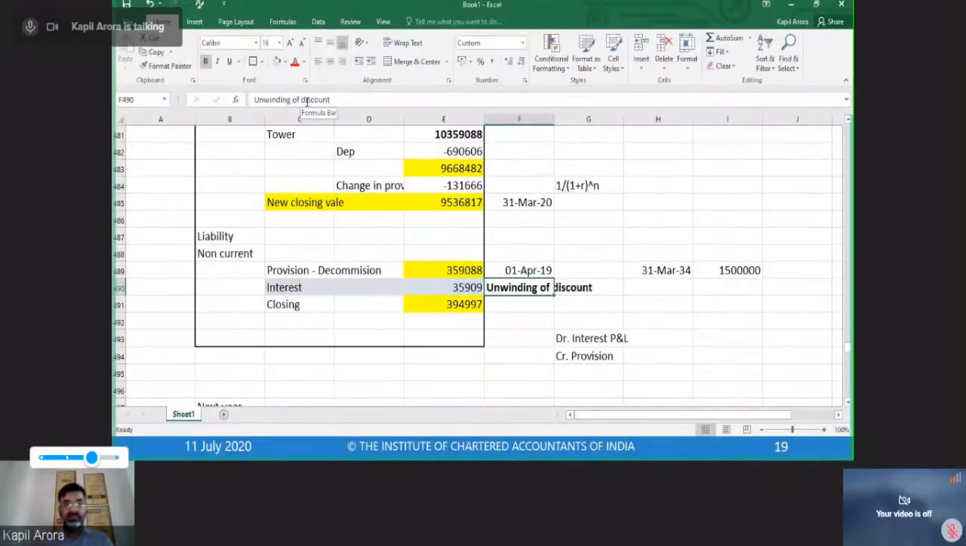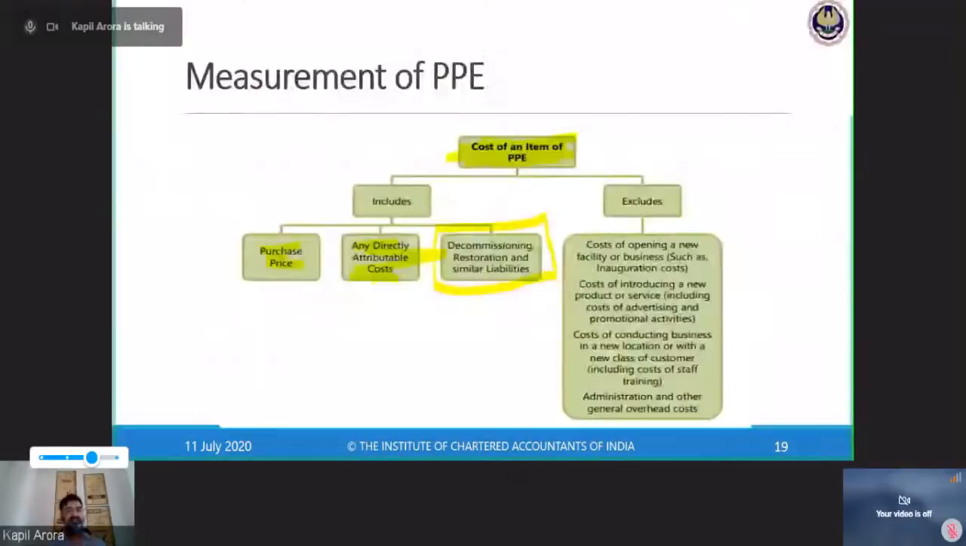So we are done with different scenarios, different areas, like how decommissioning cost can be there, how it should be calculated, what should be done after every year, how it is to be depreciated, and how the interest component would be allocated. One question Harsh has asked, so let me just answer that because it is related for everyone.